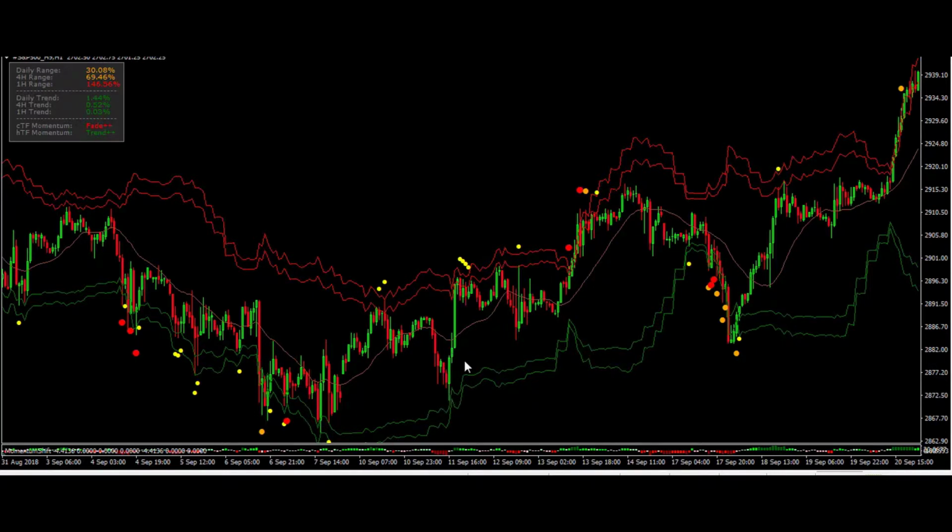So an example right here is going to be this one, where we have the market rapidly dropping into the oversold bands. And of course, the market does rebound here, which you would typically expect, especially when the market is more sideways compared to when it's trending.